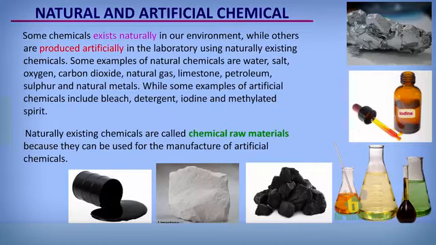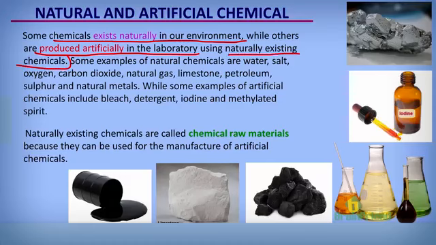Having said that about chemicals, I'd like you to note also that some chemicals occur naturally. They exist naturally in our environment, while some are produced artificially in the laboratory. Artificially produced chemicals are made using naturally existing chemicals. So we use the natural chemicals that are gotten from our environment to manufacture artificial chemicals in the laboratory.